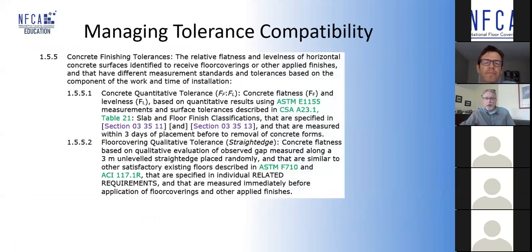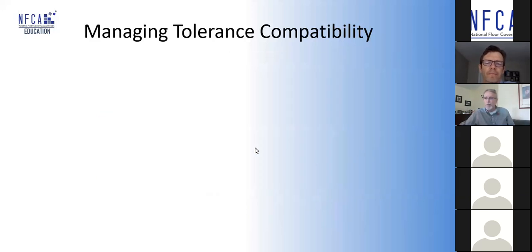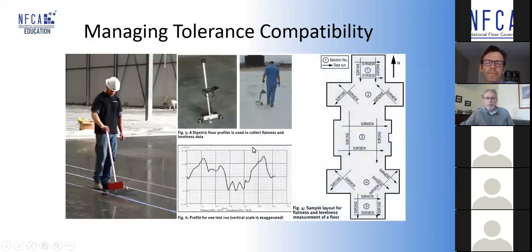Two big words here: concrete quantitative tolerance for the concrete people, floor covering qualitative requirements, and you can see here in the writing E1155 and ASTM S710. They're broken out as two different things. So when we're managing tolerance, this is what the concrete people do. Very exact, repeatable, laid out on lines that can be repeated. It uses highly technical measuring devices, and it actually recognizes that this floor has a profile and local deviation.